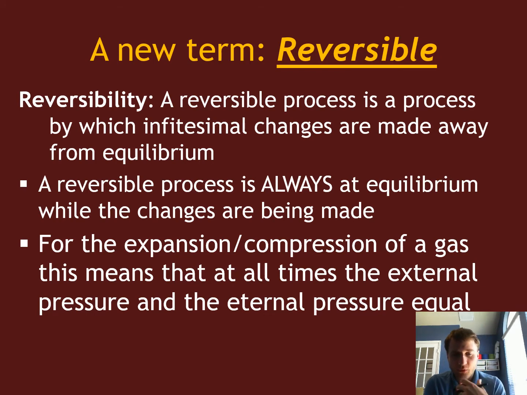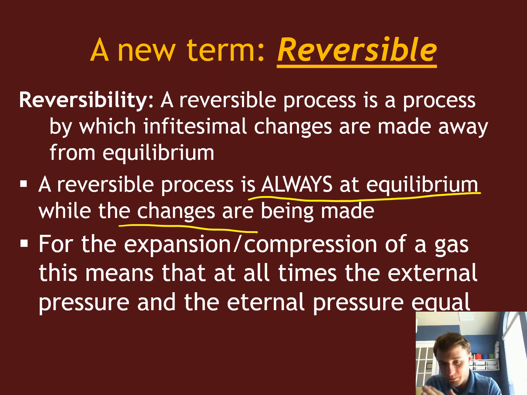So reversibility of some process is a process in which you make small changes away from equilibrium such that you're essentially always maintaining equilibrium while you're making these changes. It's called reversible because in the case of doing something reversibly, you can bring your system back to where it started and the surroundings. Irreversible changes, like a constant pressure expansion, you can bring your system back to where it started, but when you do so, there will be some net change in the surroundings.